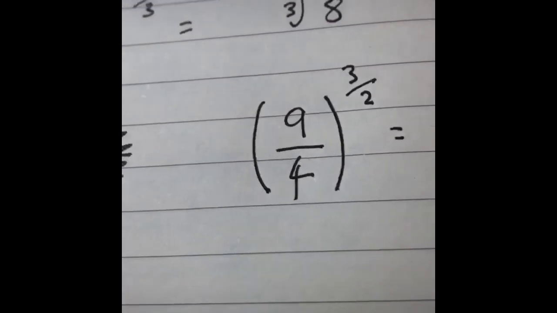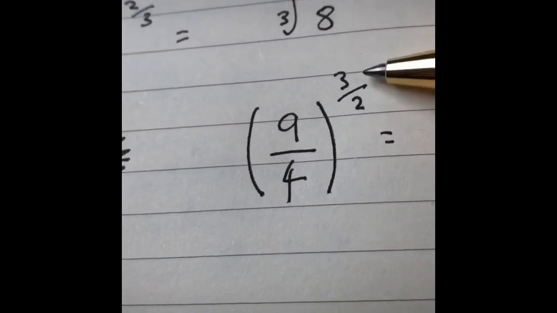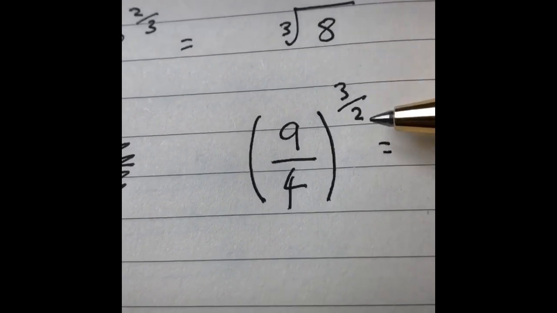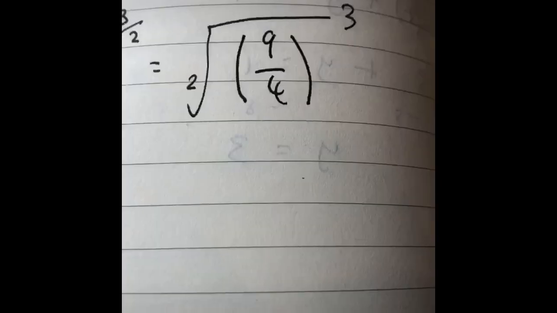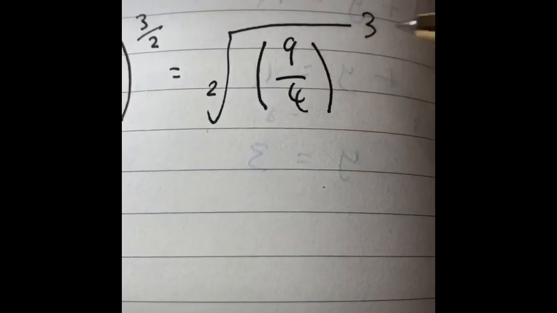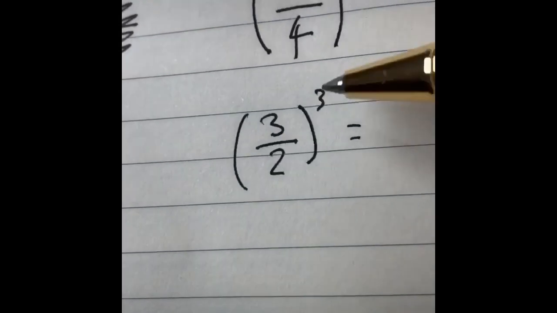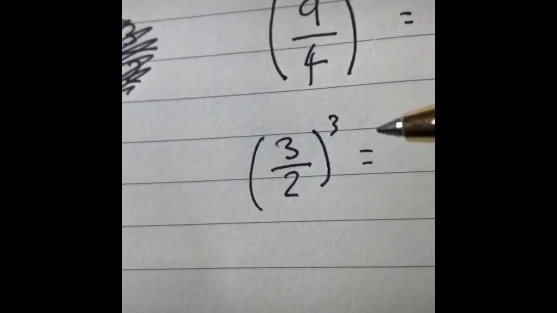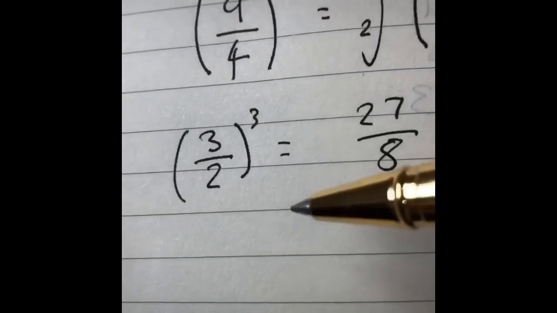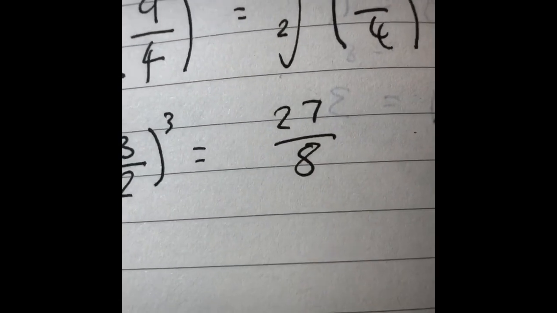So let's remember our flower power. Root on the bottom, flower power on the top. So that's a square root cubed. So we square root the top and bottom, and then we're going to cube the answer. When we're cubing a fraction, we just cube the top and the bottom separately to get 3 cubed, 27, 2 cubed, 8. There you go.